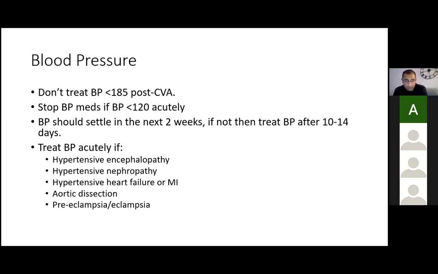So blood pressure. Again, you don't want to treat blood pressure unless it's above 185 acutely, or they've got any of these things: hypertensive encephalopathy, hypertensive nephropathy, heart failure or an MI from the hypertension, aortic dissection, or pre-eclampsia or eclampsia. So unless you've got one of these, you don't want to acutely treat blood pressure. However, if the blood pressure is below 120, then you do want to stop any blood pressure medication. However, you should wait about 2 weeks and then get the GP to review and treat blood pressure, because normally blood pressure will normalize after 2 weeks. But acutely, don't treat blood pressure.